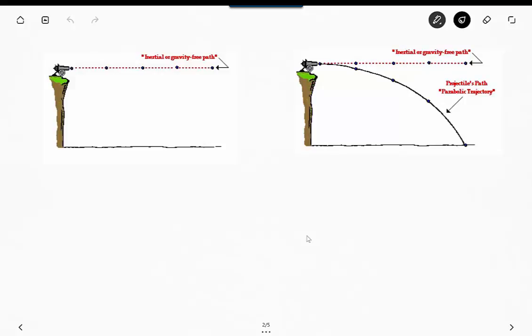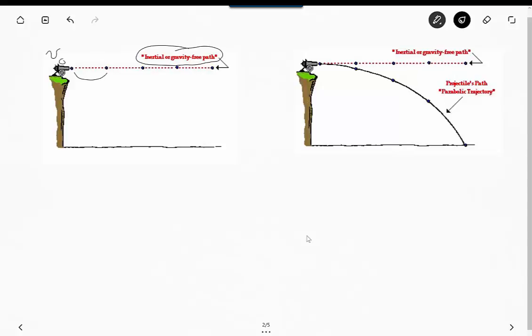If we have a cannon at the top of a cliff and it is shot out horizontally, then if we pretend that gravity is non-existent, okay, that's what this means here, gravity-free path. If there's no gravity, then this ball will just shoot straight out. And it will shoot with whatever the initial velocity is.